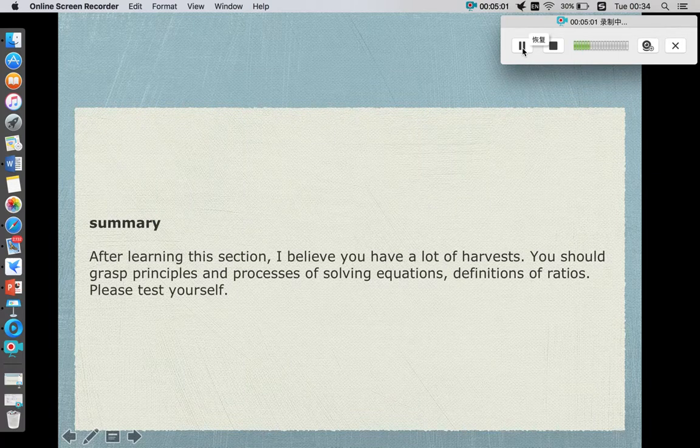After learning this section, I believe you have learned a lot. You should grasp principles and processes of solving equations, definitions of ratios. Please test yourself.